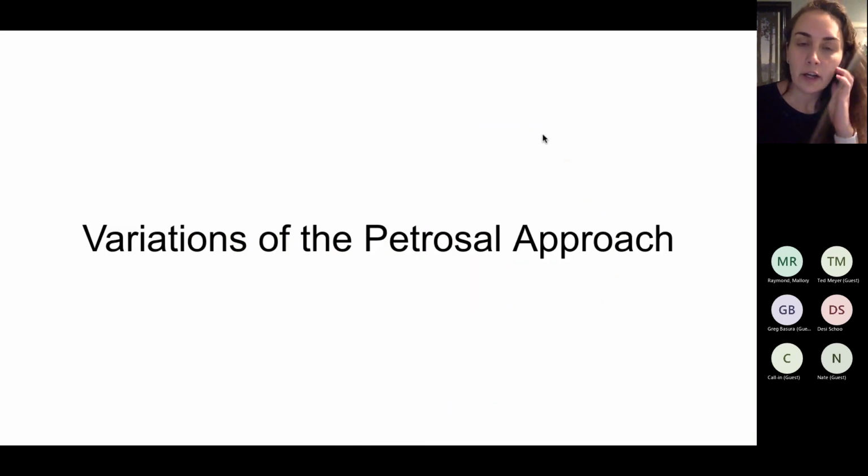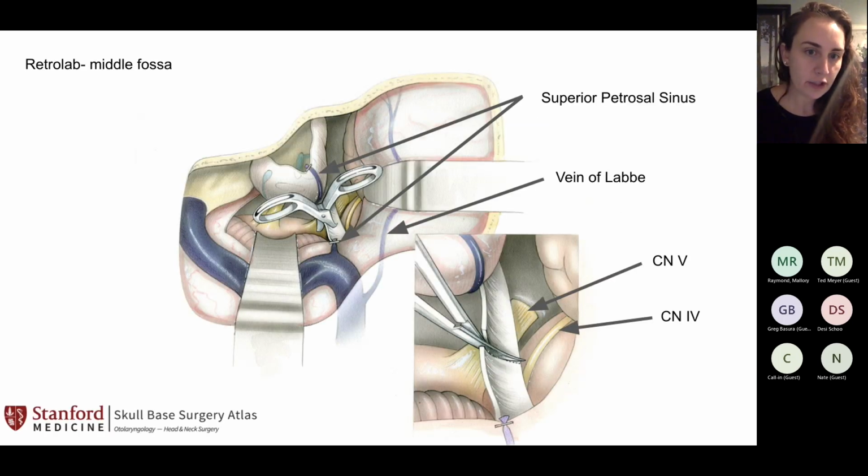So there are a few variations of the petrosal approach, which I think are also important to talk about. One of those is known as the retro-lab approach. If you can see up here for the retro-lab, the semicircular canals have been left intact. This is more of what Dr. El-Mefdi initially described. The superior petrosal sinus is still divided and the tentorium is still divided.